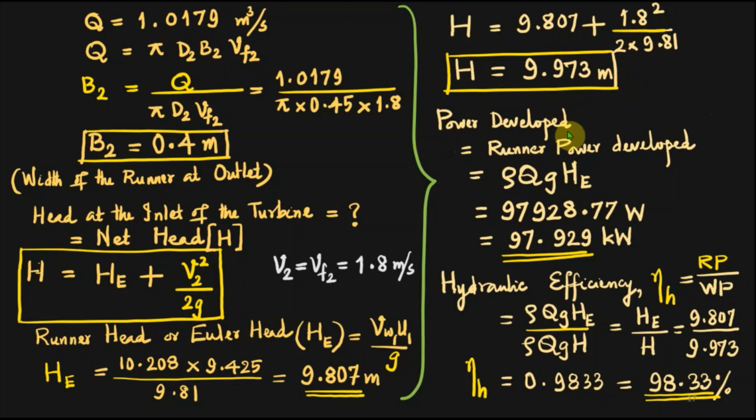Now the runner power developed. Runner power developed is equal to rho Q g into runner head HE. So that is 97,928.77 watts. Now hydraulic efficiency is given by eta H is equal to runner power by water power, so that is HE by H. So 9.807 divided by 9.973, so 0.9833, which in percentage is 98.33 percent.